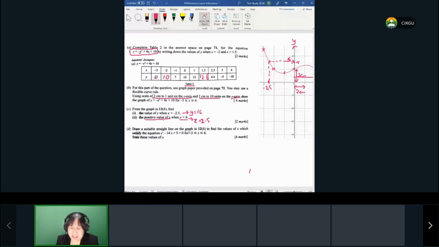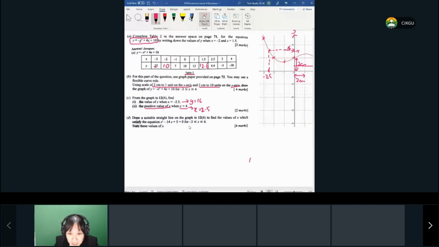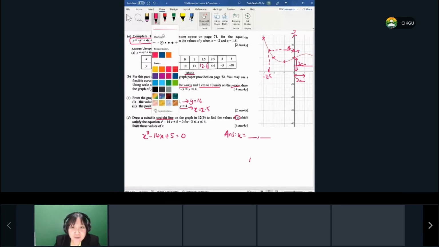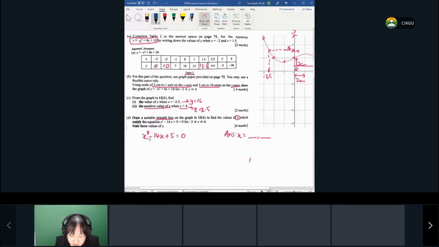Okay, done. Last one is the one that I want to go through. Everybody pay attention. Draw a suitable straight line. You see, they ask you to draw another straight line again to find the values of x. That means my final answer for this question, I'm expecting some x values. These x values satisfy the equation x cubed minus 14x plus 5 equals 0. This is the equation that they want you to solve using the graph. Just now I said, when you see this type of question, please don't go and solve with hand algebra. No, cannot. So remember, first step, you make one side of the equation equal to the original equation that they gave you. That means you need to make one side look exactly like this.